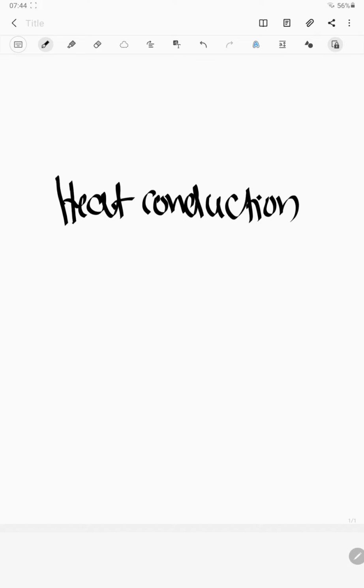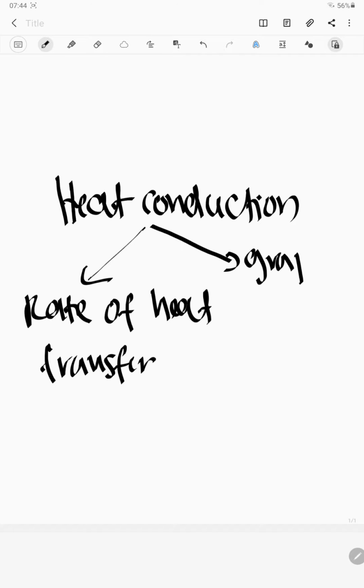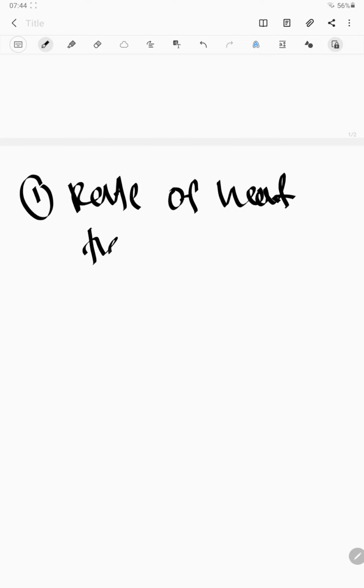Okay, hi everyone. So hari ini kita akan sambung chapter yang seterusnya, iaitu heat conduction. Untuk heat conduction ada dua benda yang kita akan discuss, iaitu rate of heat transfer dan juga satu lagi adalah graph. So kita akan tengok graph temperature against distance. Okay, kita akan kupas subtopik yang pertama, iaitu rate of heat transfer.